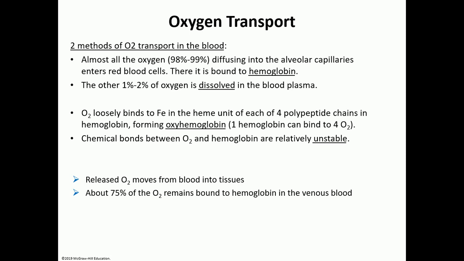When that happens, each hemoglobin molecule that is attached to 4 oxygen does not let go of all 4 of those. It usually lets go of just 1 molecule. So hemoglobin, as it's leaving in the venous blood, is 75% saturated with oxygen. It only let go of 1 of the 4 oxygen molecules.